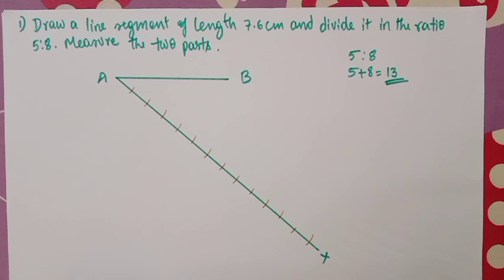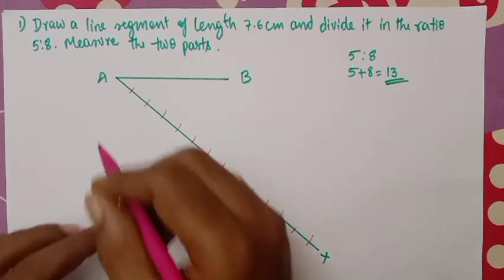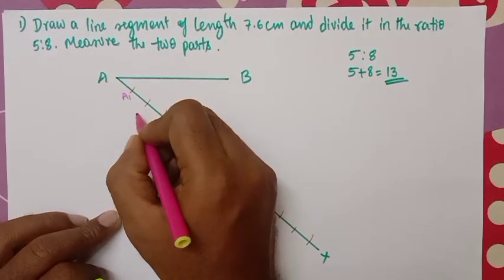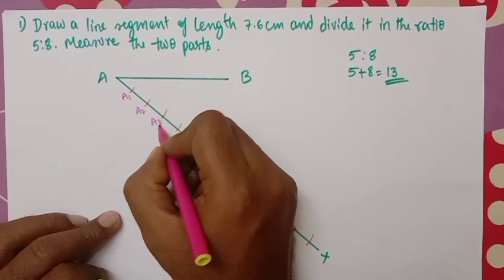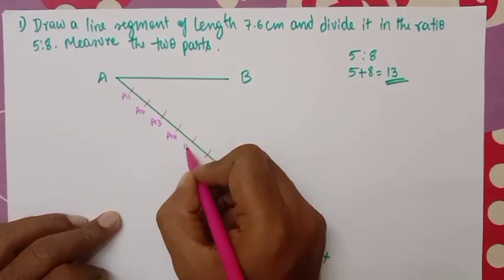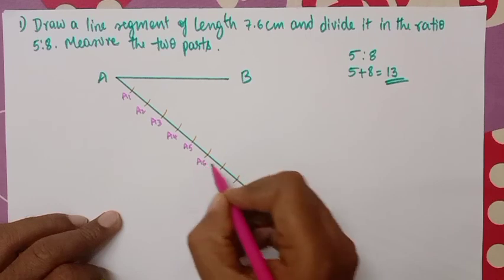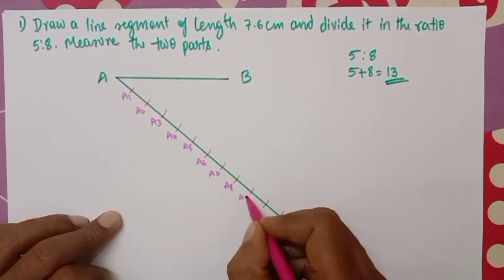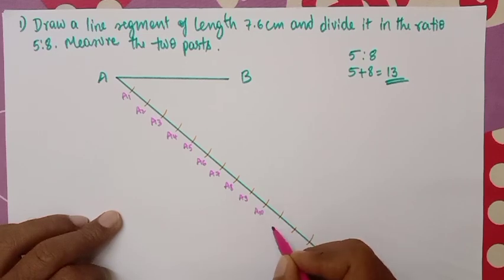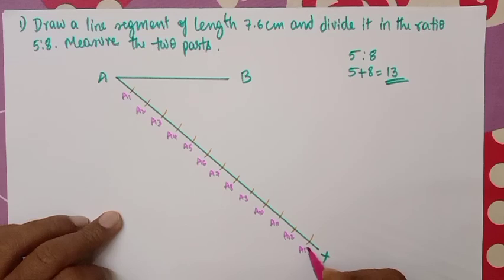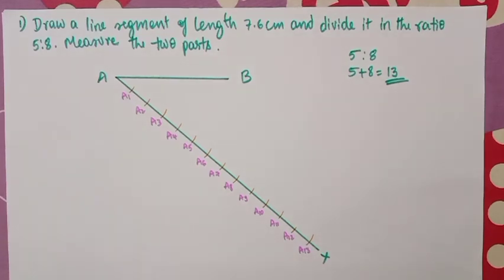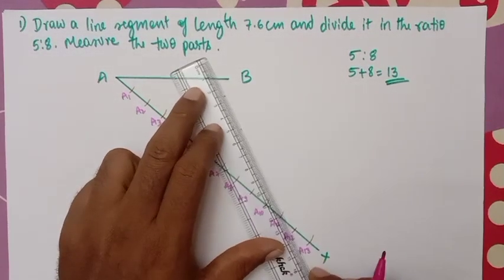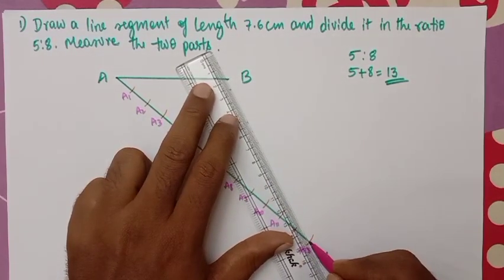And then afterwards, let me name the points here. This one is called A1, A2, A3, A4, A5, A6, A7, A8, A9, A10, A11, A12, A13. And then we have to join A13 with B. We should join these 2 points.